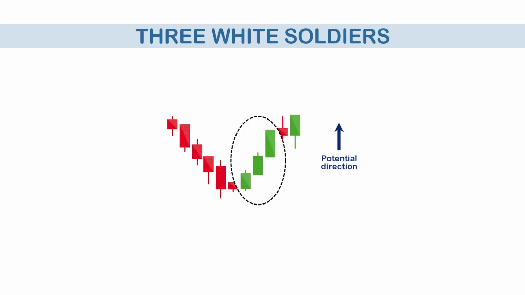Three white soldiers. The three white soldiers pattern occurs over 3 days. It consists of consecutive long green candles with small wicks, which open and close progressively higher than the previous day. It is a very strong bullish signal that occurs after a downtrend and shows a steady advance of buying pressure.